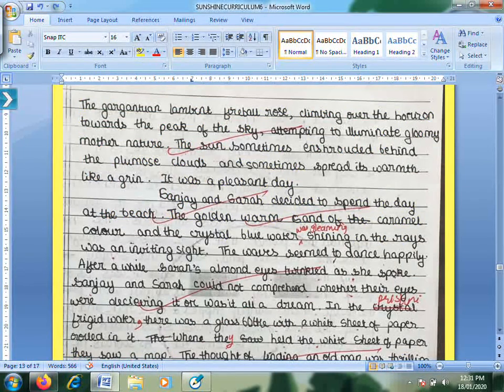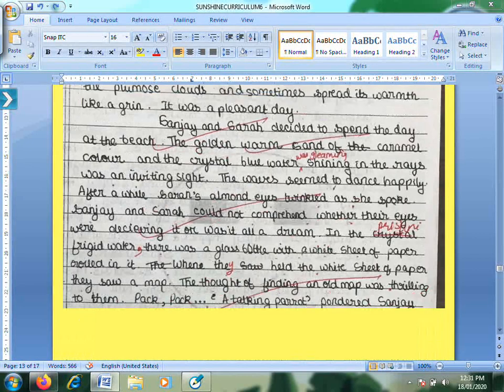So someone started with a dialogue. She started with a weather starter, like, "The gargantuan lambent fireball rose climbing over the horizon towards the peak of the sky." So she talks about how the sun is rising, it's shining, and it's a pleasant day. These two kids have decided to spend time at the beach. So step by step, what are they doing? She's described the beach, the golden warm sand of caramel color, and the crystal blue water gleaming in the rays of the sun, an inviting sight.